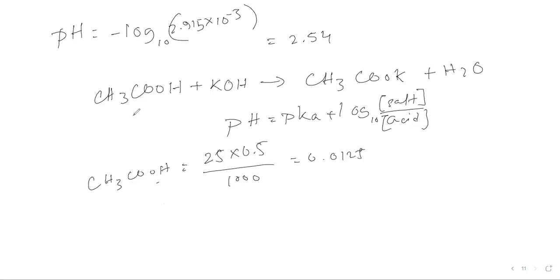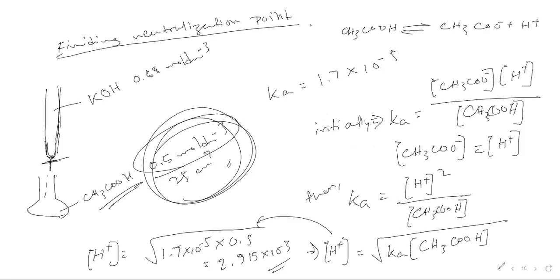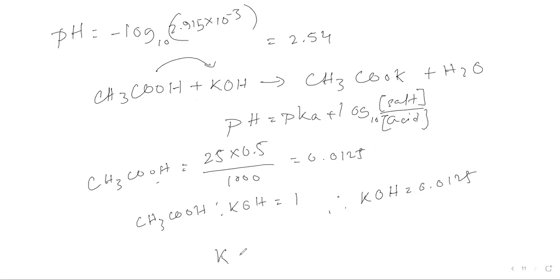Now using this value, we can simply do the molar ratio with KOH. CH3COOH to KOH is 1 to 1. That means KOH is also 0.0125. In the previous information, they have given us the concentration for potassium hydroxide. So to find the volume for KOH, we get 0.0125, this is the mole, divided by our concentration 0.68, into 1000. This should give us a value of 18.4 cm cube. That means this is the value for our neutralization point.